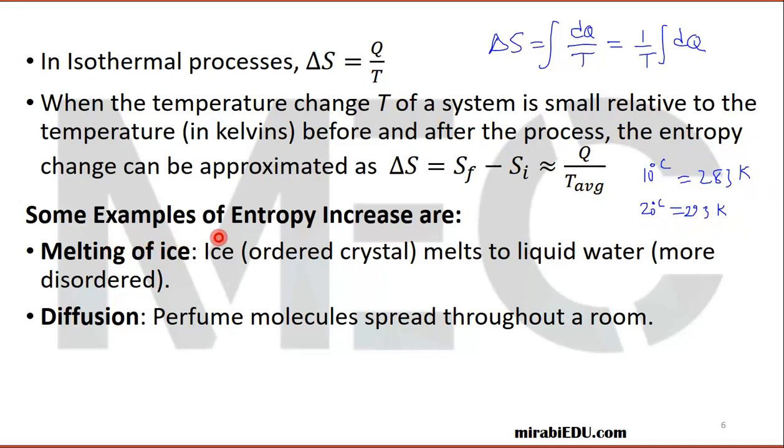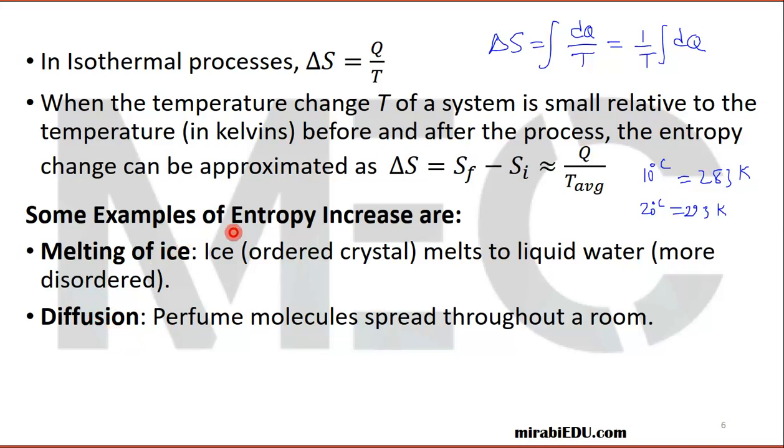Some examples of entropy increase are the melting of ice. In the melting of ice, of course, heat is needed. Q is positive, temperature is constant, therefore delta S is positive. Ice, a disordered crystal, melts to liquid water, which is more disordered. So we'll have more disorder here.